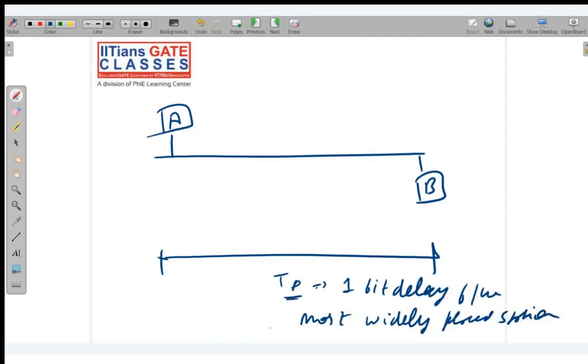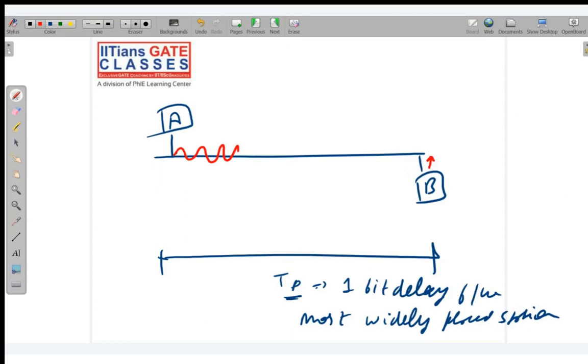TP is this. Now say A wants to send a message to some other station, whichever it is. A wants to send some data, so A has started sending data. It is 1 bit, and it will take some time to reach B. So it has reached just here. And at this time, if B tries to send data, B will sense the channel to be idle.